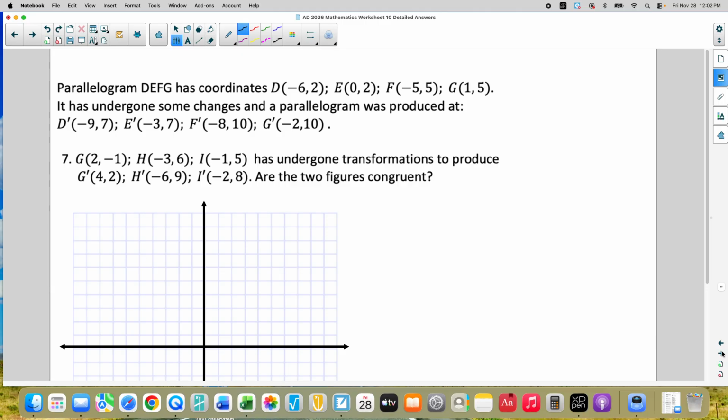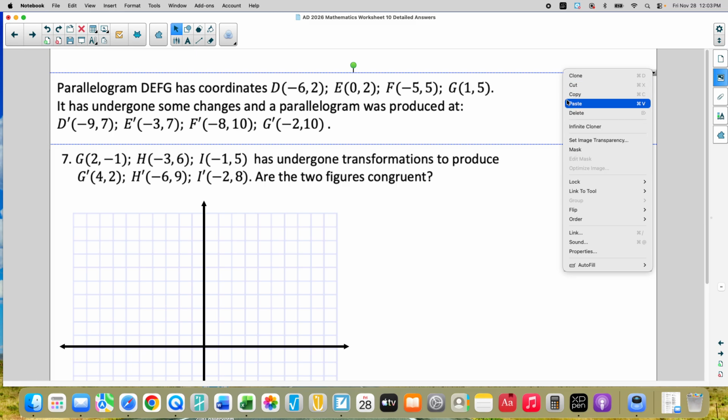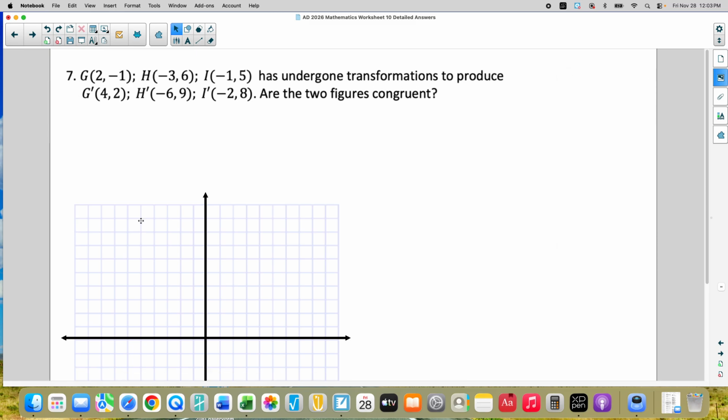Parallelogram has undergone some changes. Was produced, so it has undergone a transformation to produce. Are the two figures congruent? So parallelogram, oh, whoops. No, that's not from this. Delete. Let's move that up. Good.